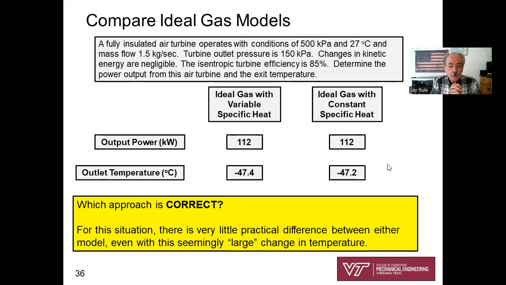So don't split hairs. Which approach is correct? For this situation, both are correct. Don't let anybody kid you that functionally, as a practicing engineer, for this situation both approaches work perfectly fine. If you're trying to figure out how much power you're going to get from this turbine to start up a gas turbine engine, you're golden with either approach. Similarly, outlet temperature: if you're measuring temperature with a thermocouple, you're going to get pretty much the same result either way.